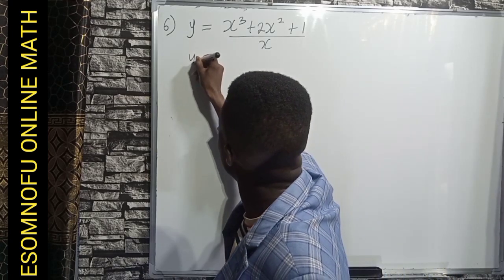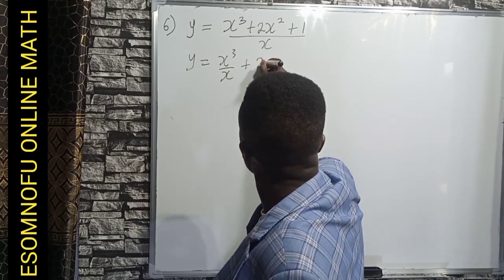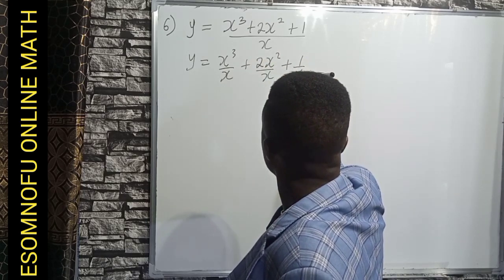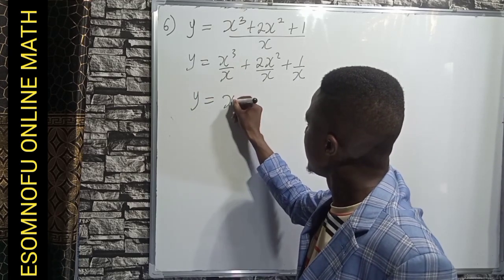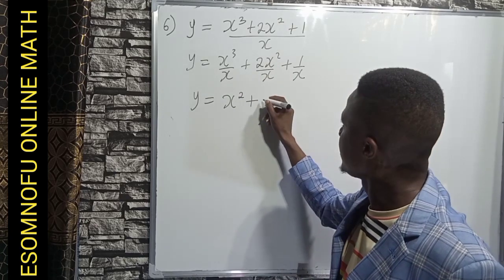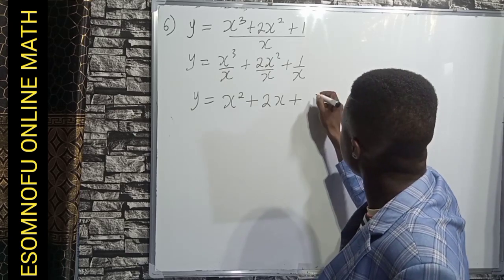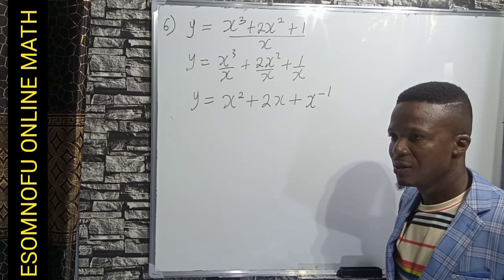So you can have that y is equal to x to the power of 3 over x plus 2x squared over x, then plus 1 over x. If you divide x to the power of 3 by x, you get x squared. If you divide 2x squared by x, you are getting 2x. Then 1 over x can give you x to the power of negative 1. Then you can now begin the differentiation.